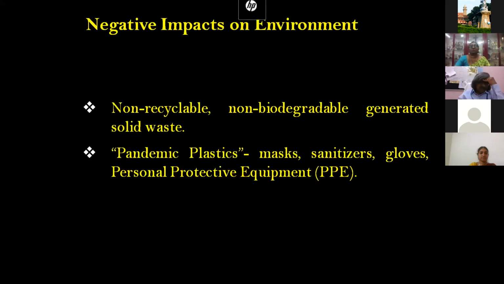studies, but at the same time, 2-3 reports have come up. What is the negative impact of COVID-19 on the environment? Definitely, non-recyclable, non-biodegradable waste has been generated. I'll show 1 or 2 slides. As people started using masks, sanitizers, gloves, PPEs, that is personal protective equipment, they generated tons of waste.